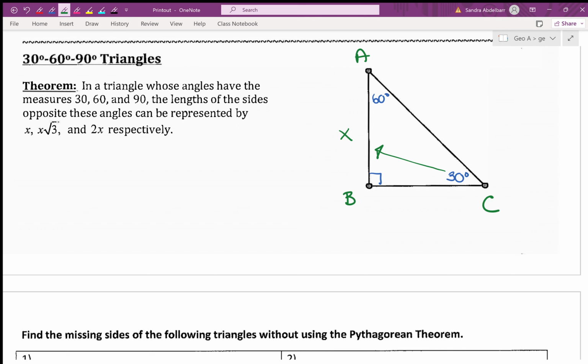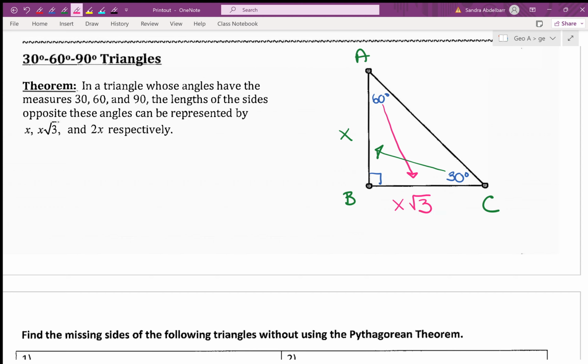All right, now let's look at the 60-degree angle. Someone identify for me which side is across from the 60-degree angle. Michael? BC. So the side that's across from the 60-degree angle, we're going to call that X root 3.